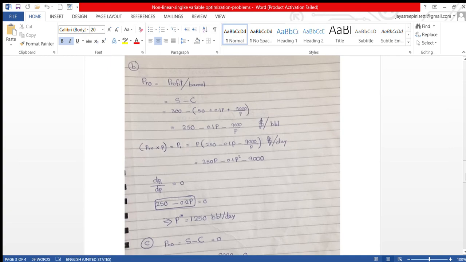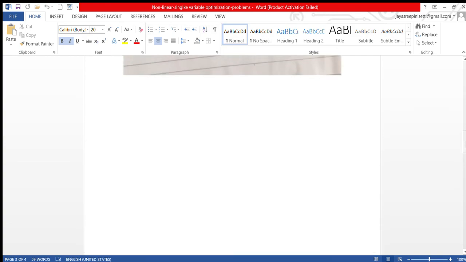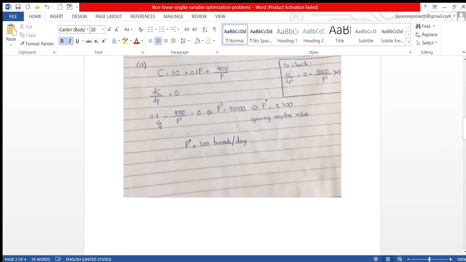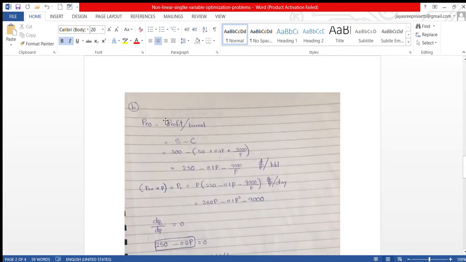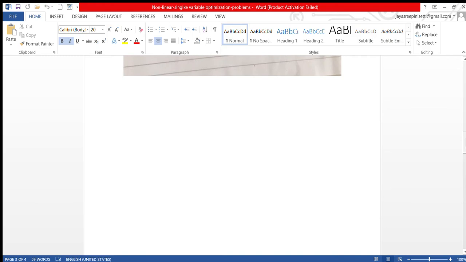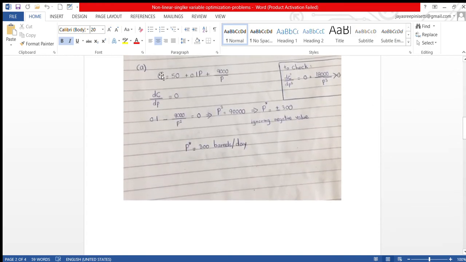B: the production level of PCl3 which maximizes the profit per day. So we have to maximize the profit. What we did before was minimize the production cost. Here we have to maximize the profit. How do we maximize the profit? They didn't give a profit function, they gave only the cost function.